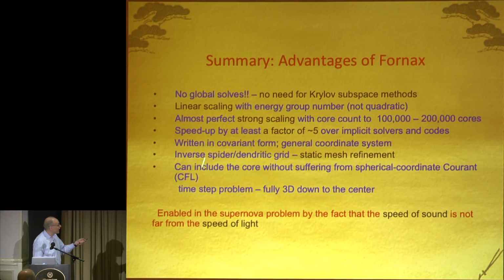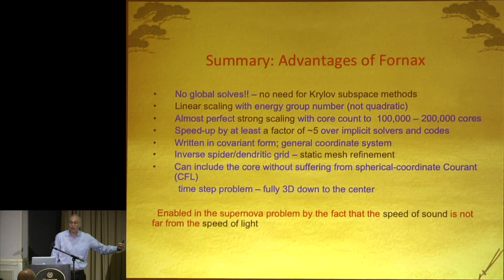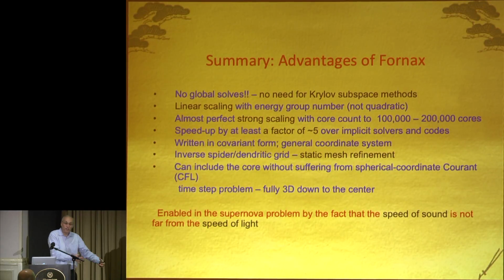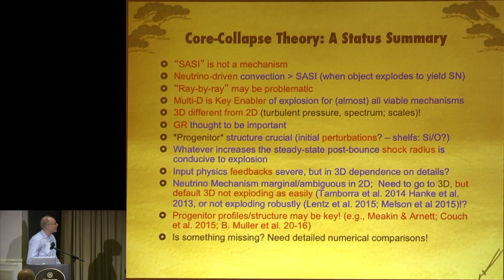So there are many advantages to this new approach, which is what I would advocate. We're already limited by the Courant condition in the center by hydro. But we can do the transport now. It's even more accurate with this explicit method. And there's a lot to say. We can actually do the calculations to the center because we're using a so-called dendritic grid, which is basically static mesh refinement. So let me just summarize.